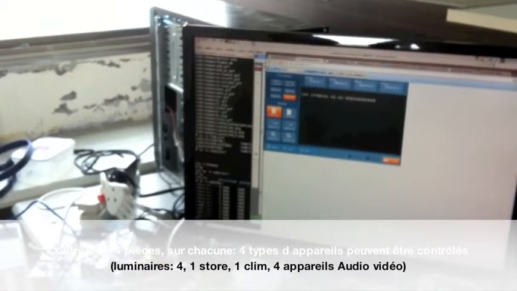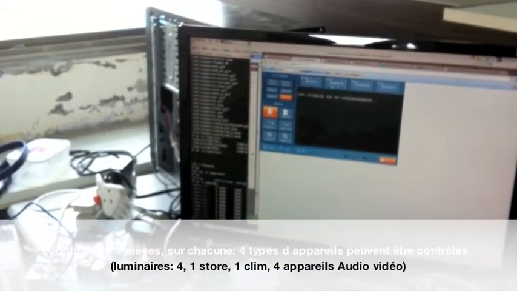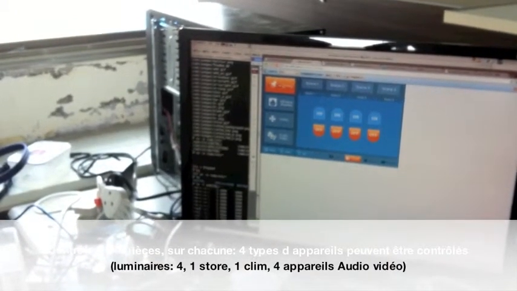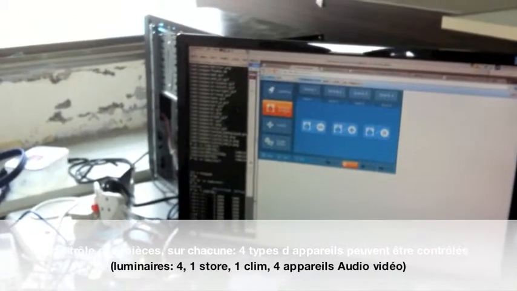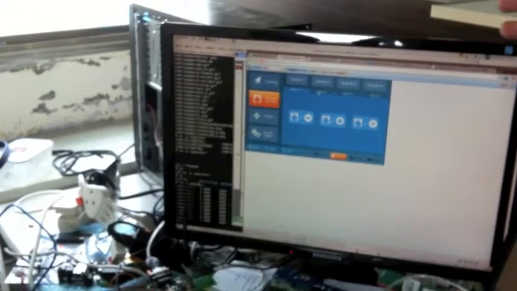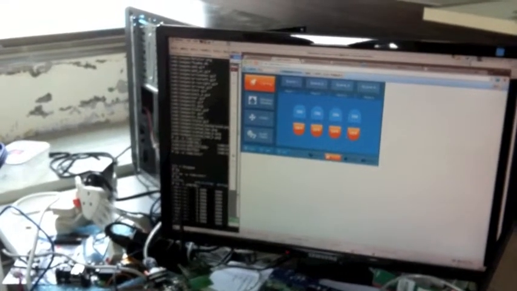And in addition to the sensors, we can have the scenarios here, and we can control the individual devices here, the lighting and the shade. 4 rooms, each room 1 window shade. So we have 4 window shades, and we can have 16 lights. Yeah, 4 rooms, each room with 4 lights.